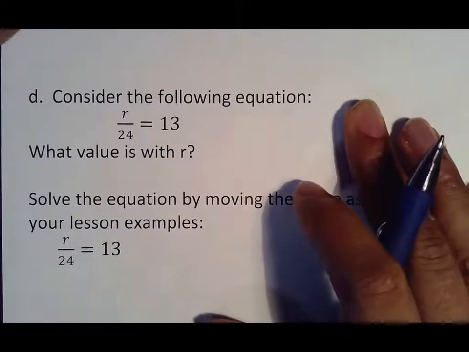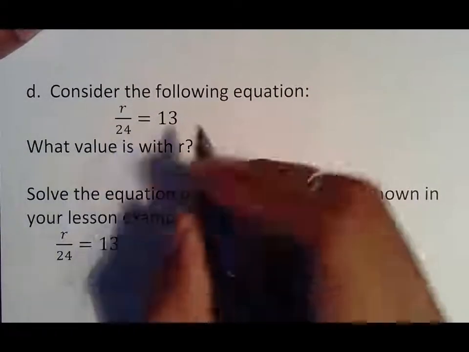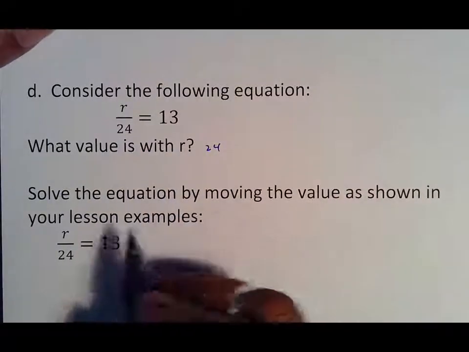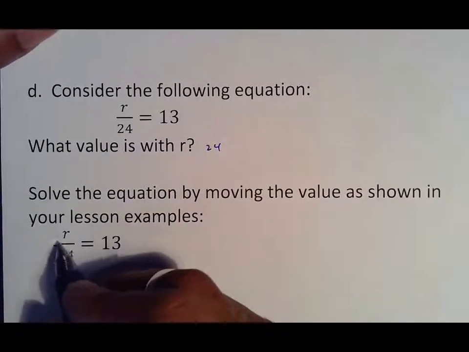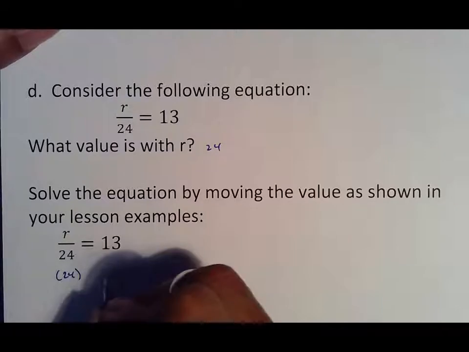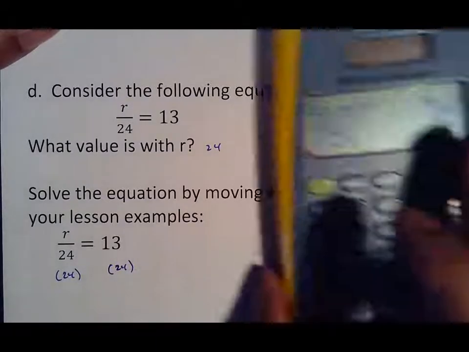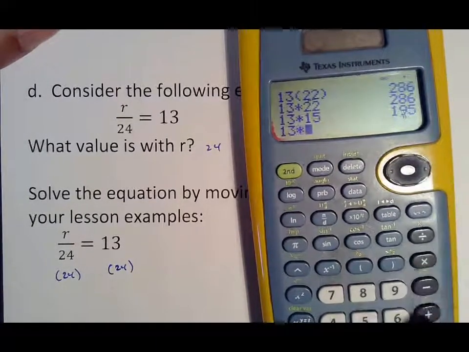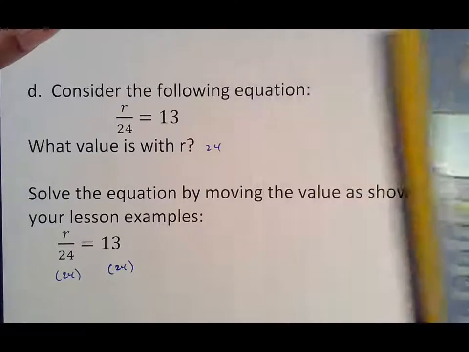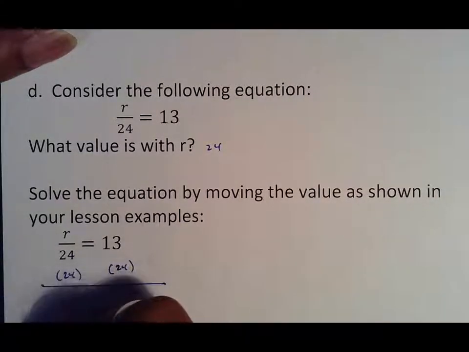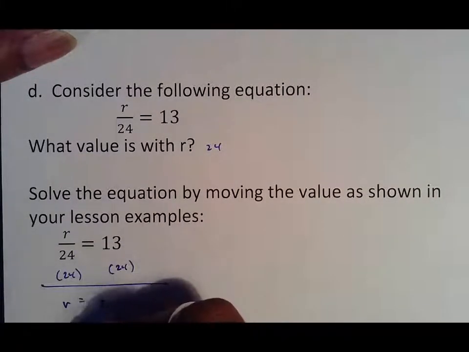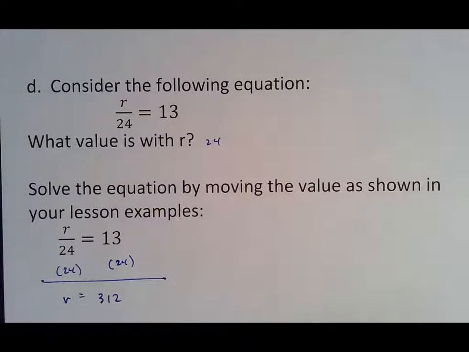All right. r over 24 equals 13. The value with r obviously is 24. So how do we move this 24? Well, it's r divided by 24. We should multiply by 24 here, multiply by 24 there. We do 13 times 24, which is 312. Again, r comes down here. There's your 312. And that is the end of what you need to do.